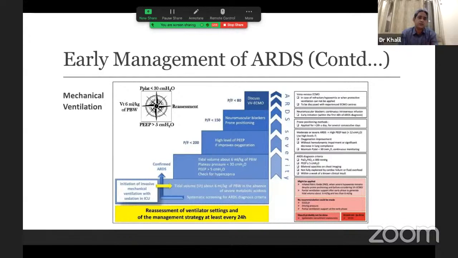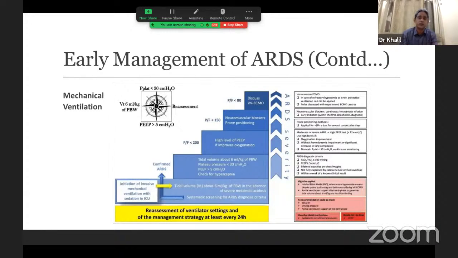Now, the initiation of invasive mechanical ventilation. In the initial period, where you need to overcome the asynchrony and a lot of other things, you need to sedate, and if needed, use a neuromuscular blocking agent. As I said, low tidal volume strategy, 4 to 6 ml per kg of predicted body weight in absence of severe metabolic acidosis. Then as the severity increases, you need to optimize your ventilatory settings.